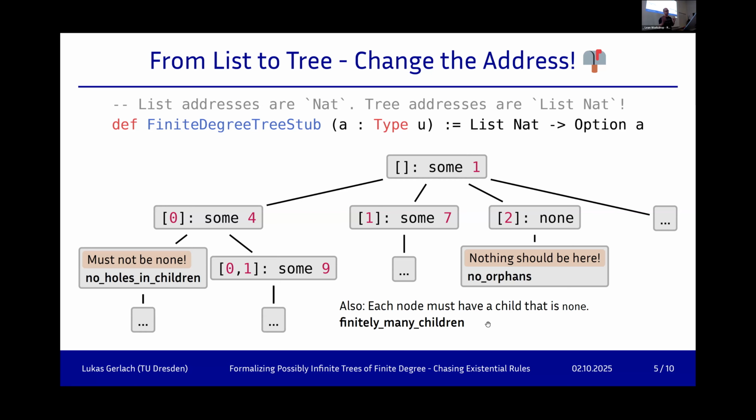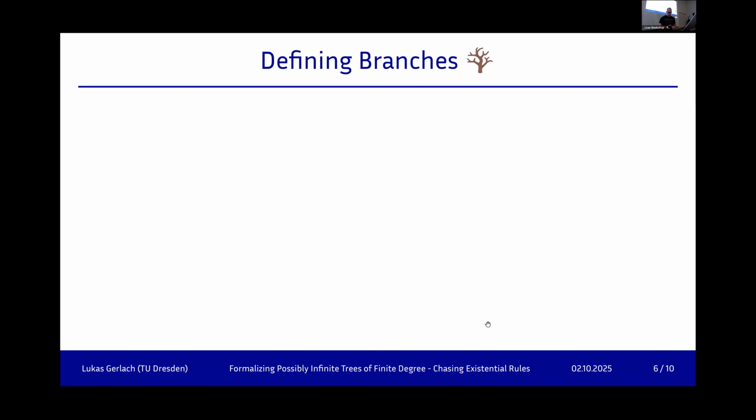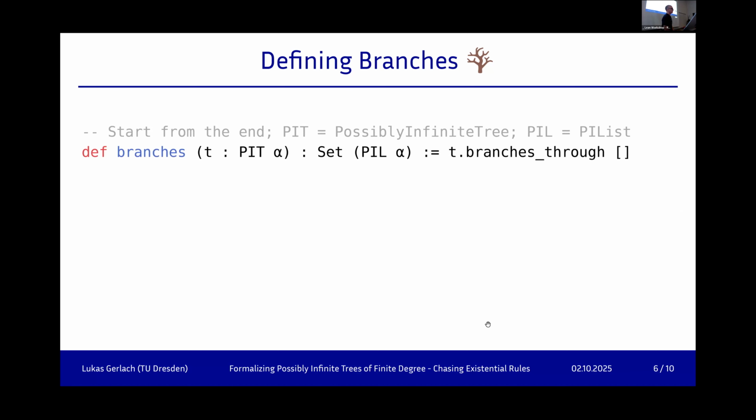And now we can define branches on that thing. Right. And we are going to do this for a little more general tree, which is not finite degree, but it just works the same way. And we call this a possibly infinite tree, abbreviated as PIT, and possibly infinite list as PIL to make it fit nicer on the slide. We're also going to start from the end. So once we have the possibly infinite tree, we want the branches to be a set of possibly infinite lists over the element type. And we just define this as the branches that go through the root of the tree.